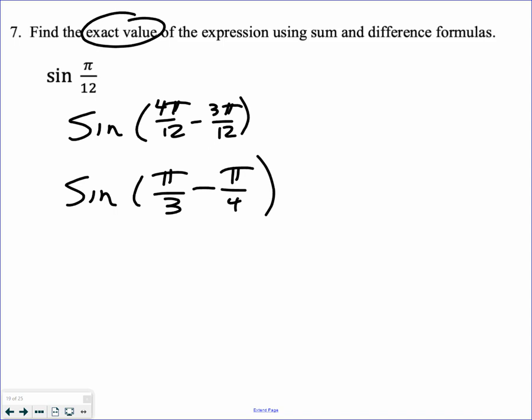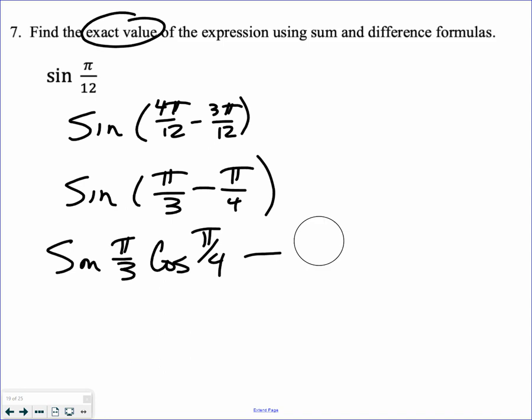Now, go to your trig sum and difference questions. I've got it sitting right here in front of me. So the sine of the first angle, cosine of the second angle, minus. You don't put the minus sign in there. The minus sign goes in the middle. So cosine of the first angle, sine of the second angle.